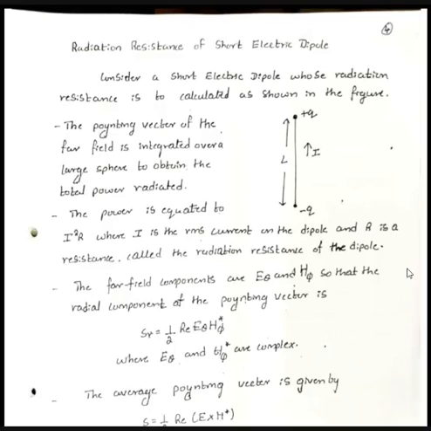Let us consider a short electric dipole, as you can see in the figure here, whose radiation resistance I need to calculate. The length has been given as capital L, and through this particular short electric dipole there is a current that has been flowing. And plus q and minus q have been represented here.